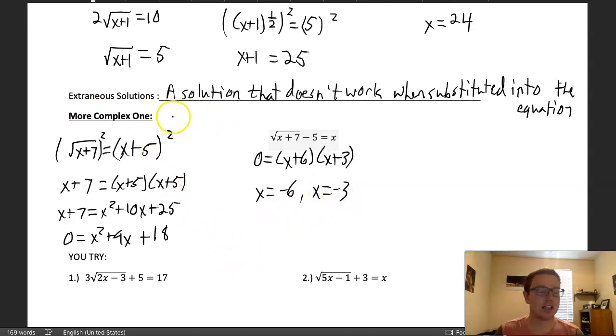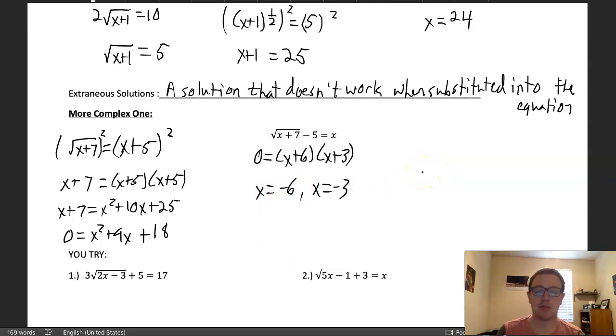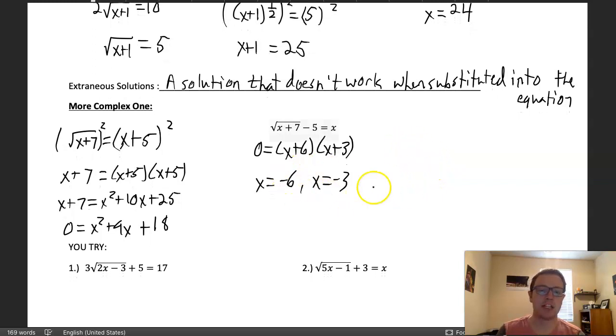Now we have to check this for extraneous solutions. So anytime we're dealing with square roots or radicals, we need to substitute the values that we found back in to see whether they are proper solutions. We're going to substitute both negative 6 and negative 3 back into the original equation to see whether they turn out true or not. So let's try that.